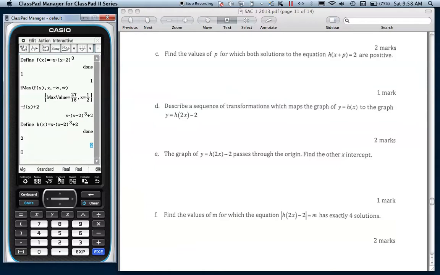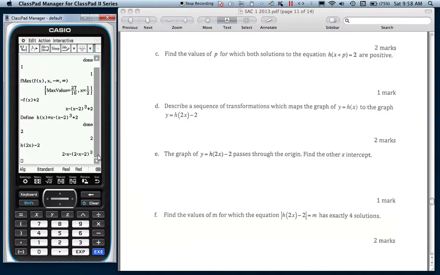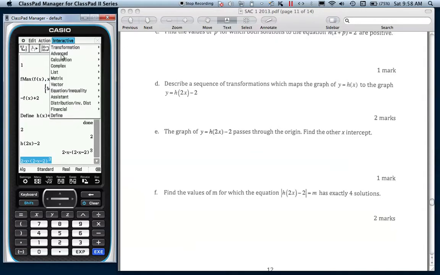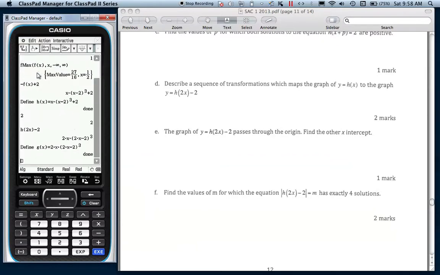And I'll just resize that. So we want h of 2x minus 2. And so we've got that graph there. There's two ways to do this, I suppose. Just grab that and graph it, or define it as something else. Doesn't really matter. And we want to find out when that passes through the origin. So we want to find the other x-intercept so we can graph this.